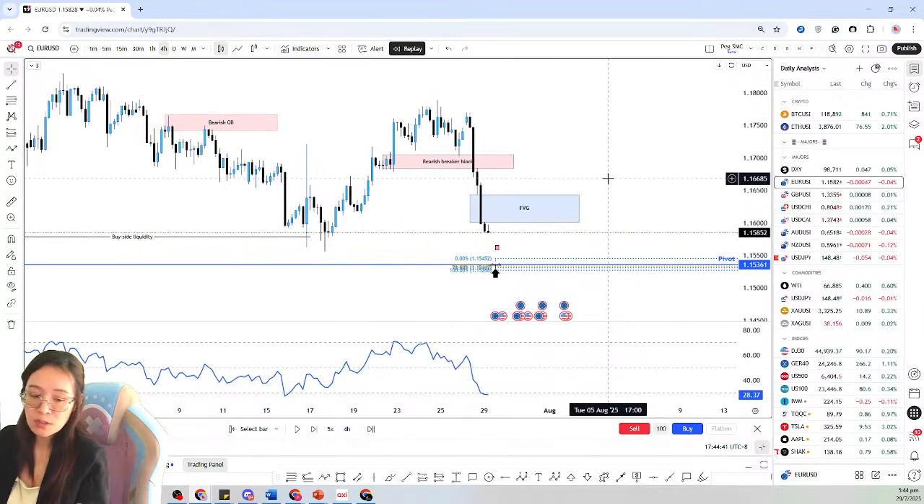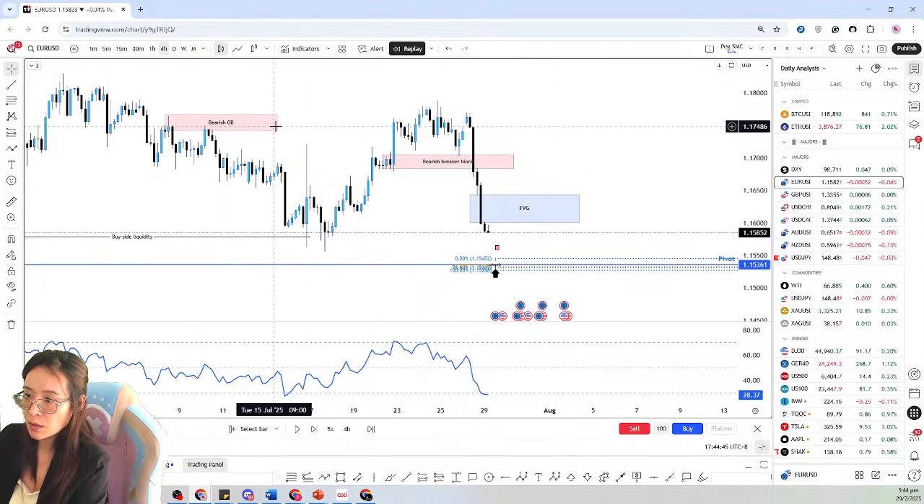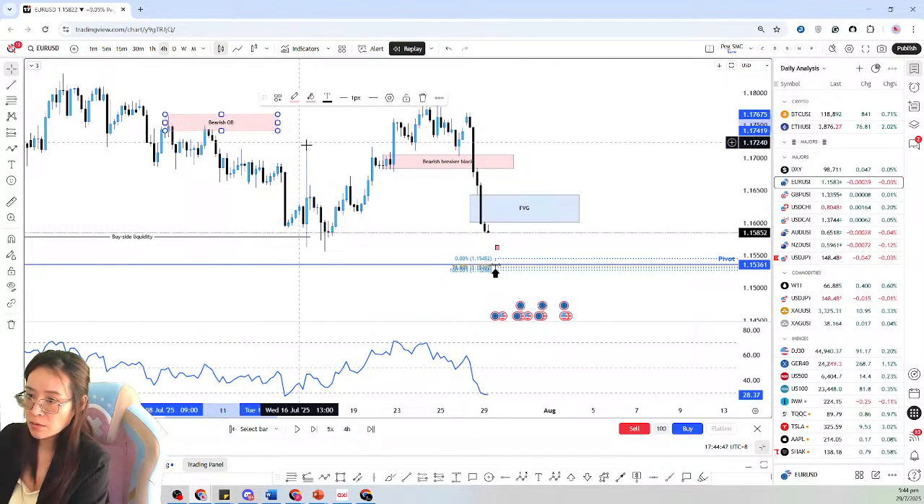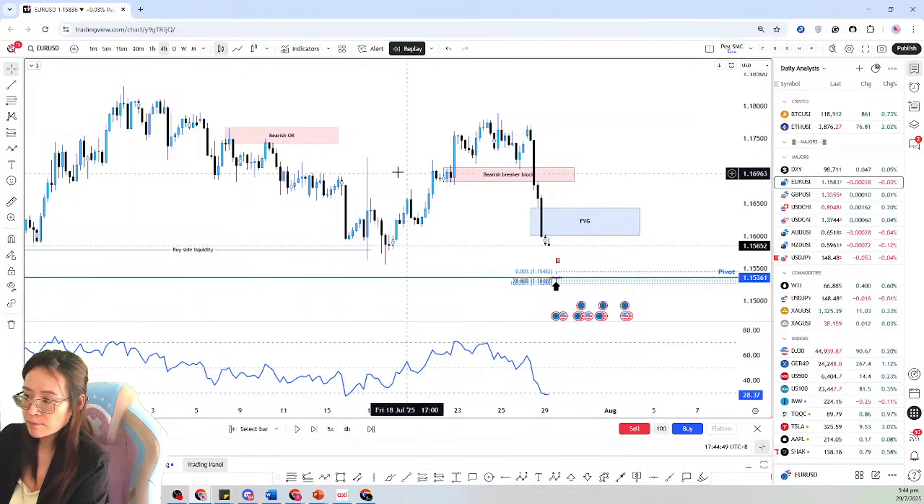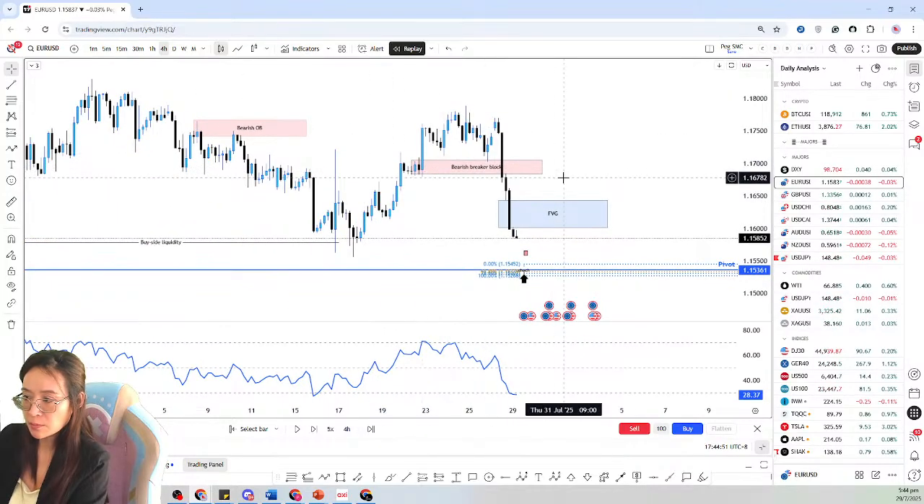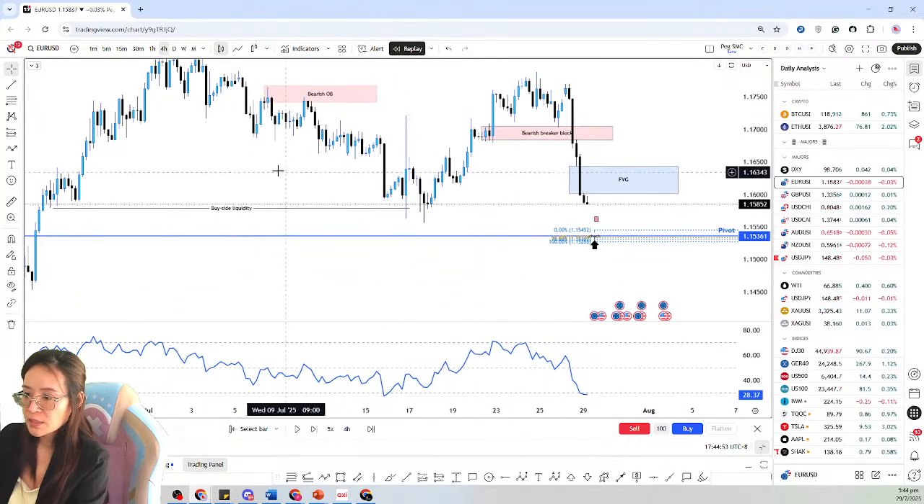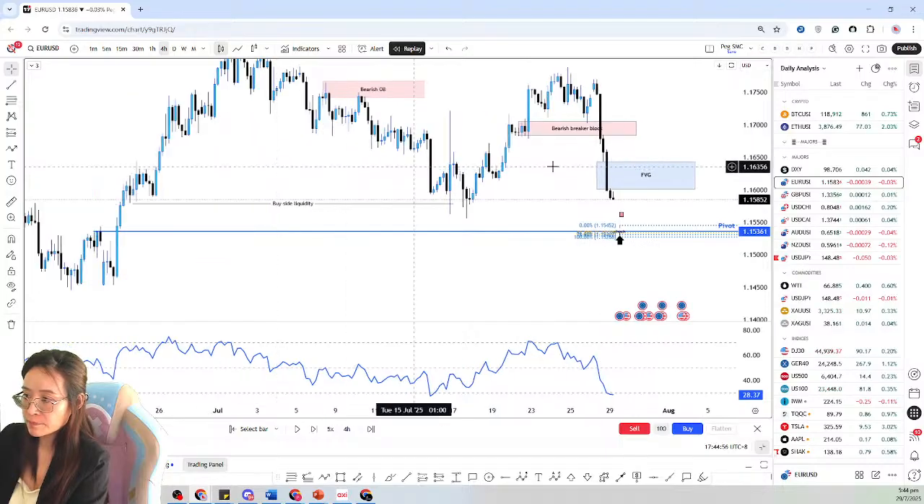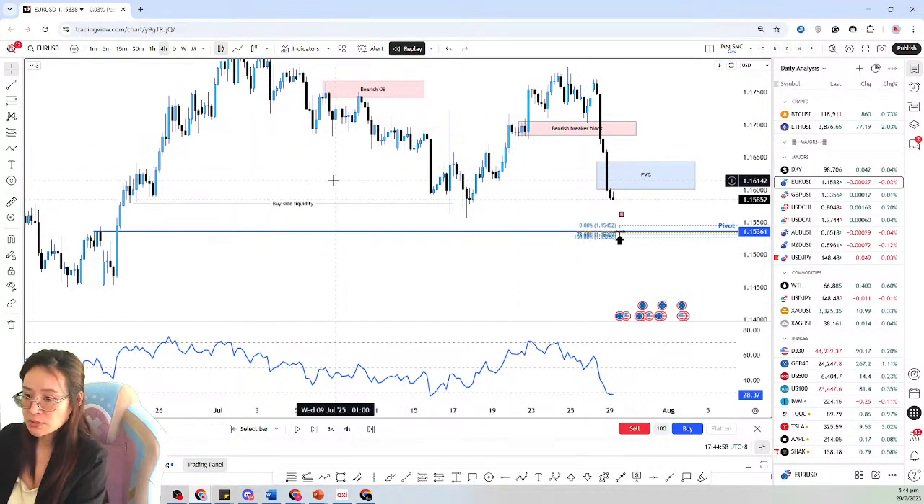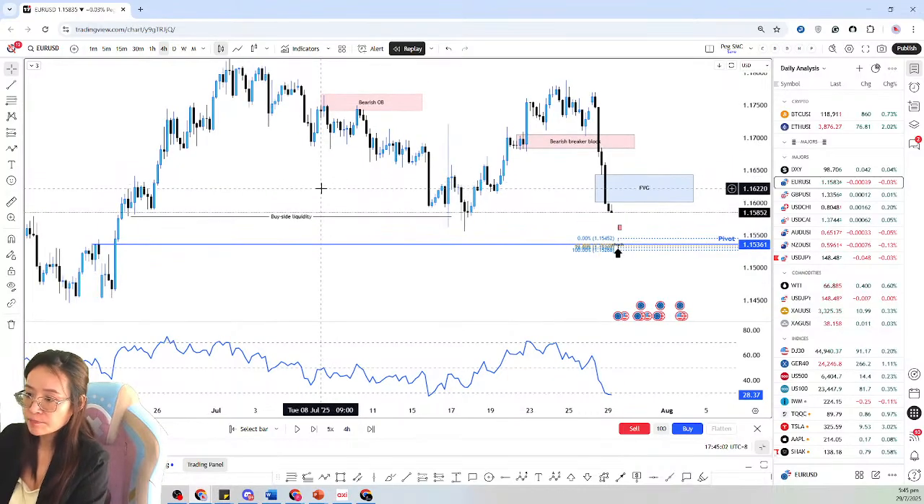What is the difference between bearish order block and bearish breaker block? This is our bearish order block, right? This is a bearish order block, and this is a bearish breaker block. Okay, it's the same like bullish OB and bullish breaker block. Okay, and now we're going to talk about liquidity.